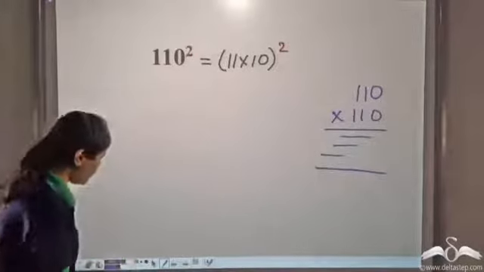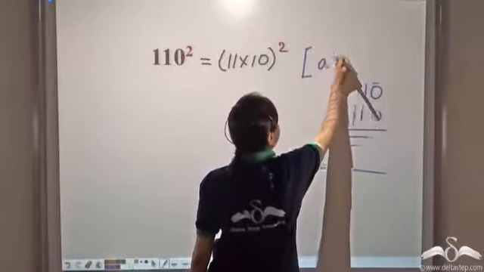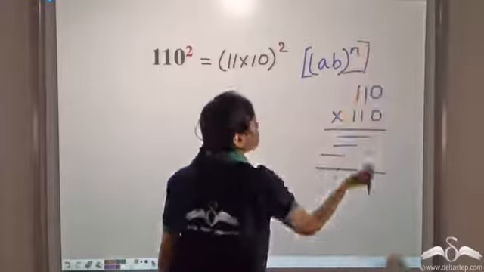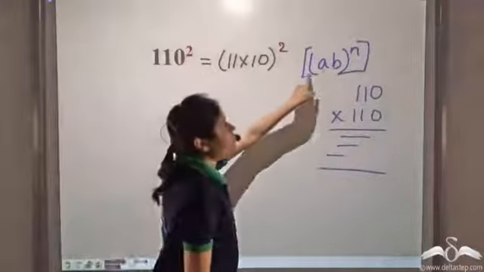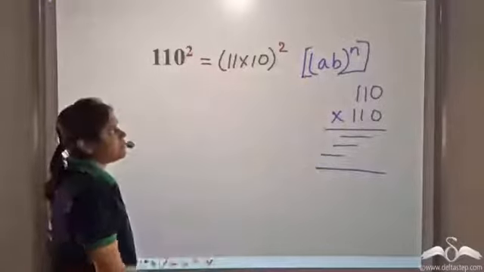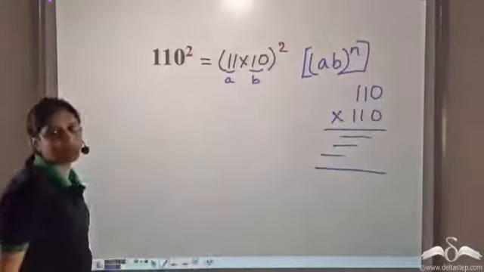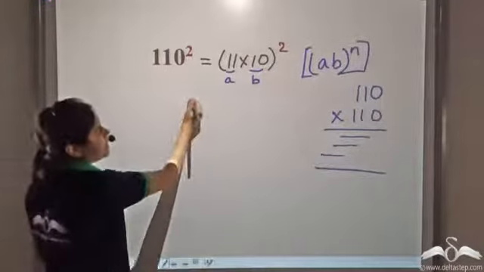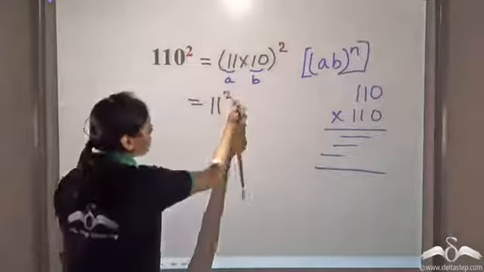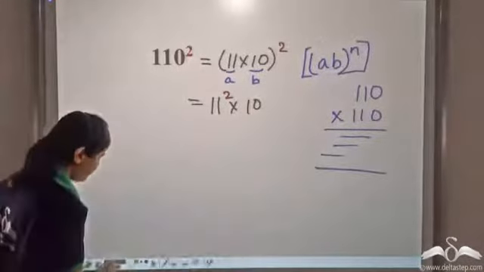Now this is in the form of (AB) to the power n. (AB) to the power n can be written as A to the power n into B to the power n. So let us take 11 as A and 10 as B. So we can write it as 11 square into 10 square.